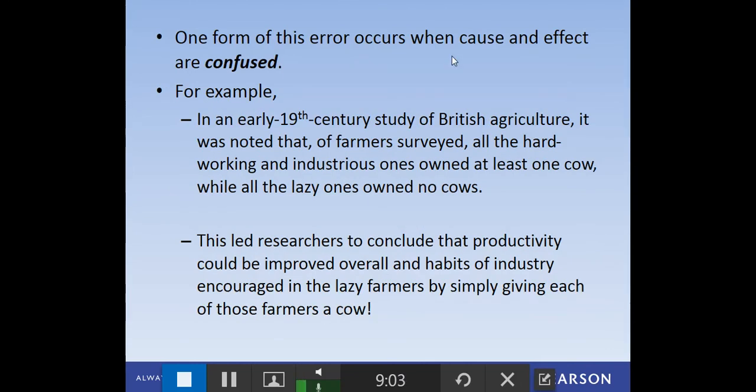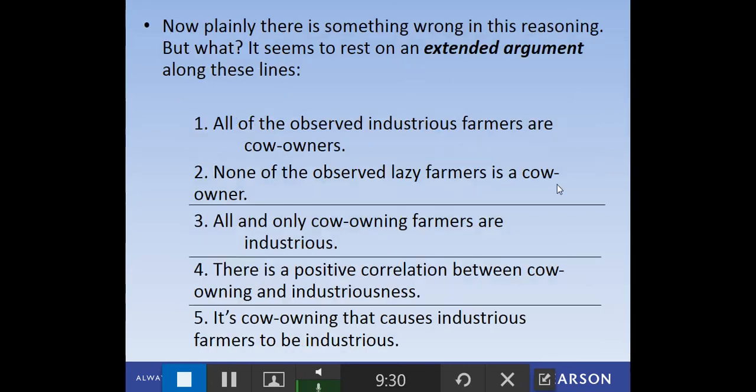So for an example here, one form is how this happens when cause and effect get confused. In an early 19th century study of British agriculture, it's noted that as farmers were surveyed, all the hardworking, industrious ones owned at least one cow, while lazy ones did not. This led researchers to conclude that productivity could be improved just by giving farmers a cow. Well, we know that's ridiculous. So we're assuming that they're hardworking because they have a cow, and realistically they have a cow probably because they're hardworking.